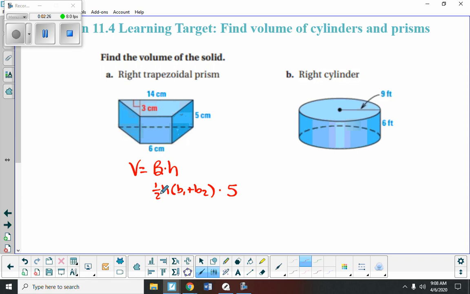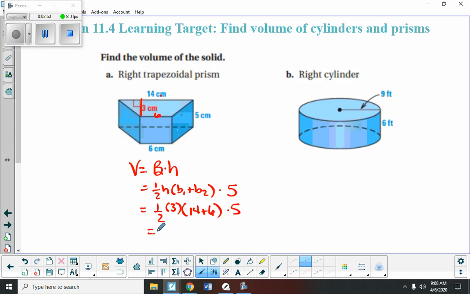So let's just look at the area of the trapezoid. Now if this side is 6, this side is 6. So the two bases of the trapezoid are 14 and 6, and then the perpendicular height is 3. So that's the height of your trapezoid. So that would be a 3 right here. And then the bases would be 14 plus 6. And then you take that times 5.